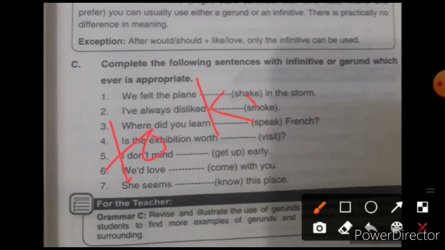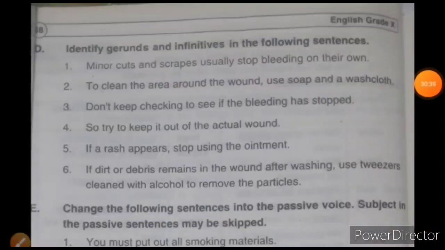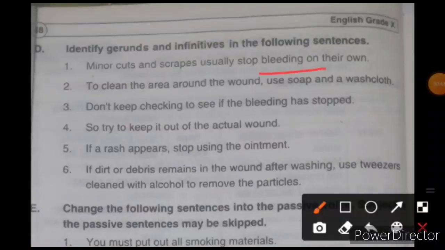Now comes the next page. Okay, now over here they have said that you're supposed to identify, so it's quite easy now for you. If you are bleeding, what is bleeding? Bleeding is your gerund, to clean is your infinitive, in the next checking is your gerund, then you have infinitive again, gerund, and then we have to keep is your infinitive. The next one that you are going to use is using. Using is your gerund, washing is your gerund, and to remove is your infinitive.